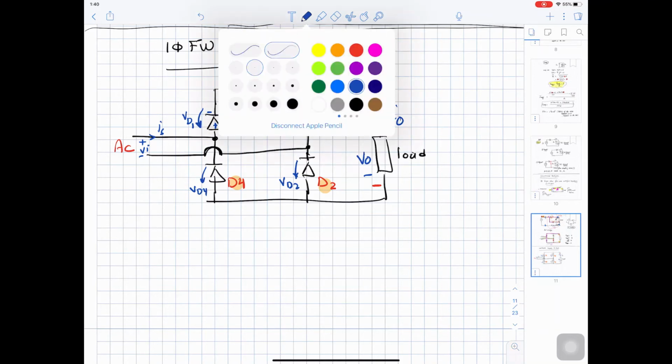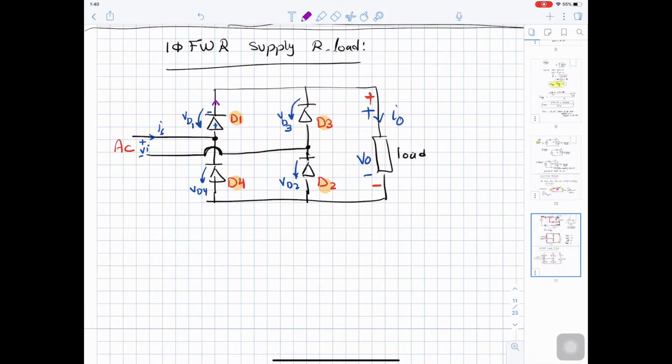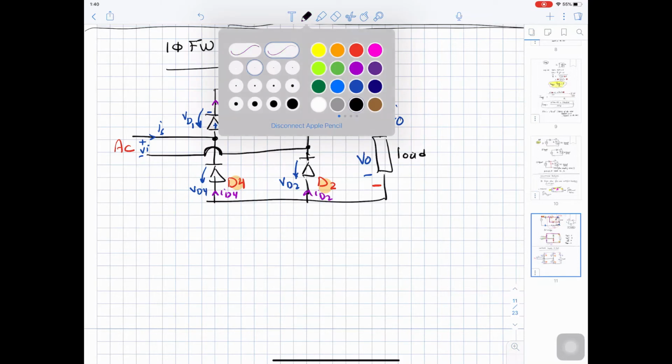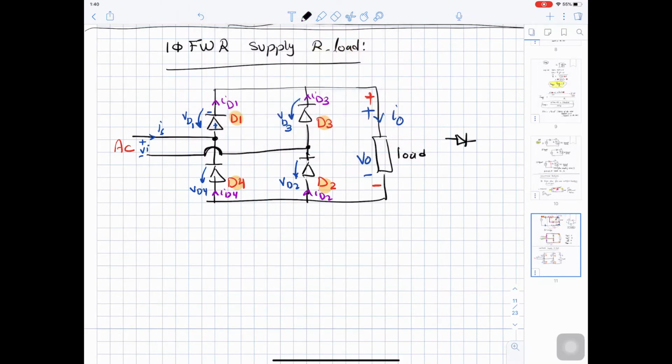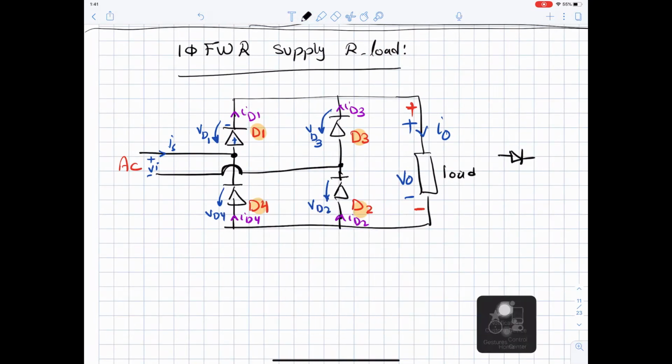The direction for the currents. So here we have I diode 1, I diode 3, I diode 4, I diode 2. So the directions for the diode: current is going in this direction, in the direction of this arrow, and voltage from negative to positive. So this is V diode and this is I diode.